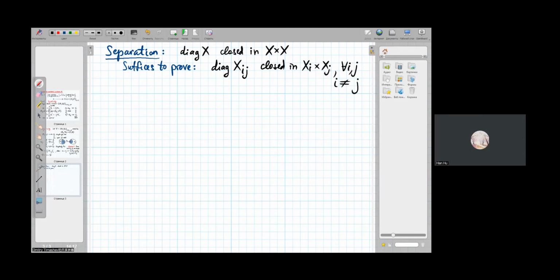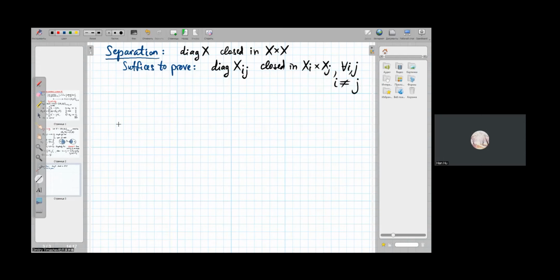Because if i is equal to j, then this is trivial. Xi is the same thing as Xj, and the diagonal in Xi cross Xi is closed because Xi is quasi-projective. It is separated in particular. So it suffices to prove these things for distinct indices i and j. Well, let me maybe try to draw the picture for this situation.